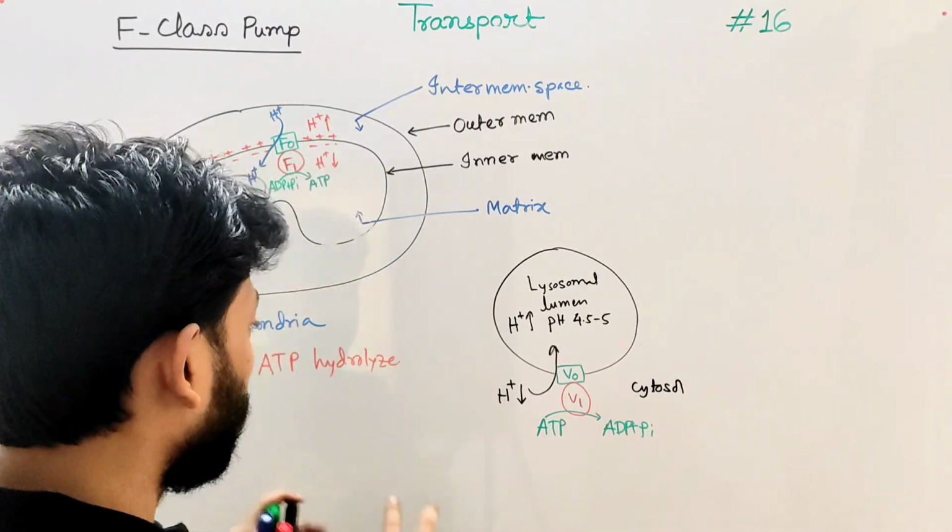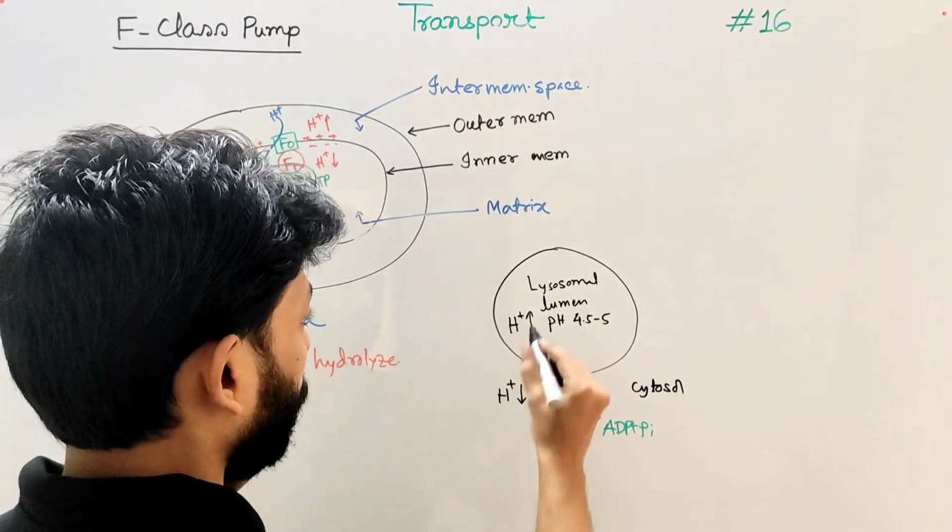I think you have understood. This is the example of mitochondria, and this is the lysosome.